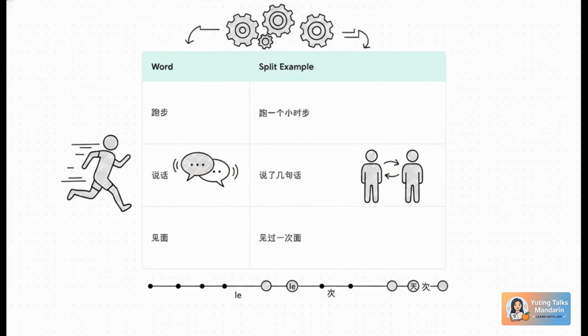Let's check out a few more ways these split in real life. Take 跑步 to run. If you ran for an hour, you split it: 跑一个小时步. Or 说话 to speak. If you spoke a few words, it's 说了几句话. Notice how the completed action marker 了 also goes inside. And for 见面 to meet, met once becomes 见过一次面. The experiential marker 过 and the frequency once both just slot right into the middle.